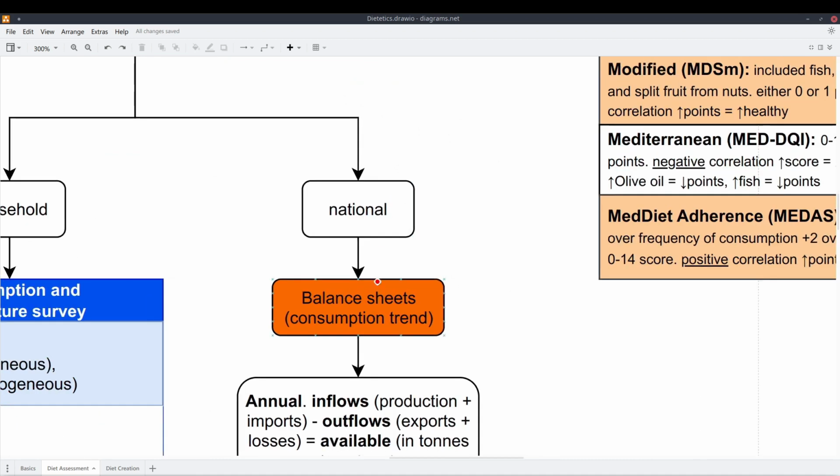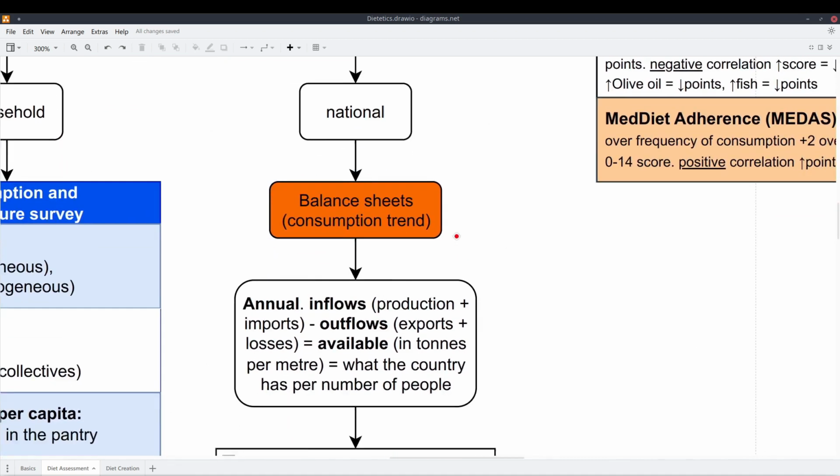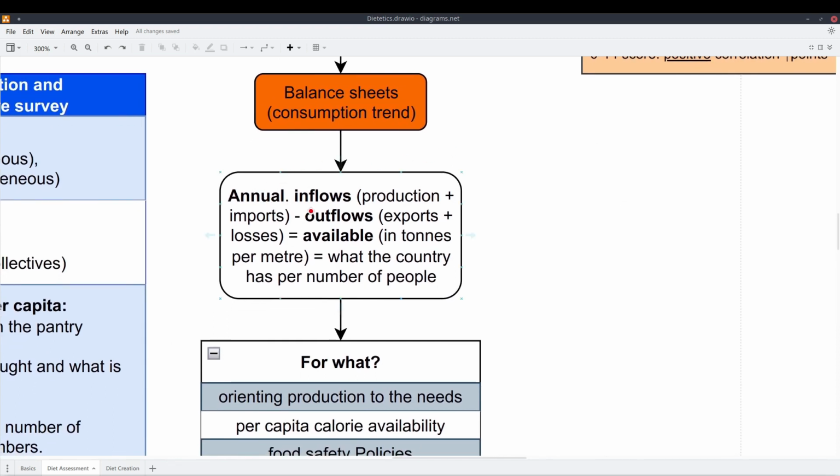On a national level, well, we have the balance sheets for the consumption trend. Basically, every year there is this equation going on. The inflows, the production and imports of food, minus the outflows, the exports and the losses, equals the available food in tons per year. And that is what the country has per number of people.